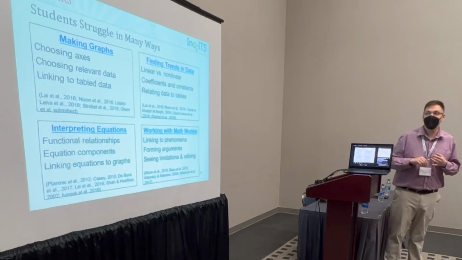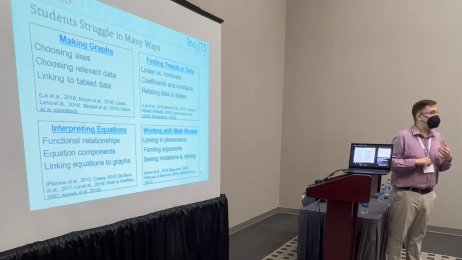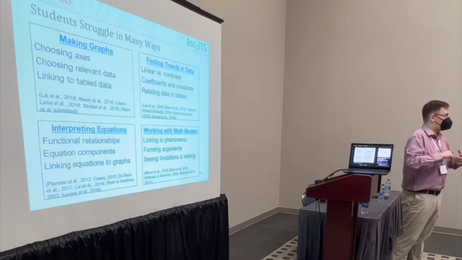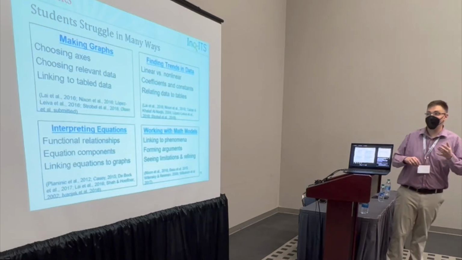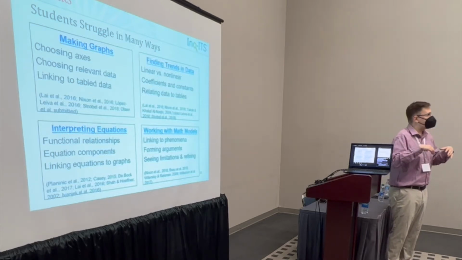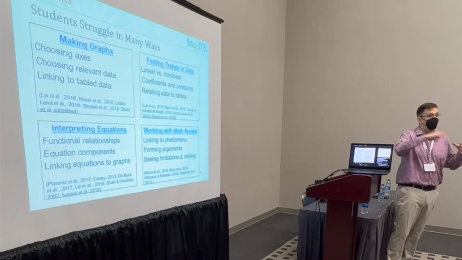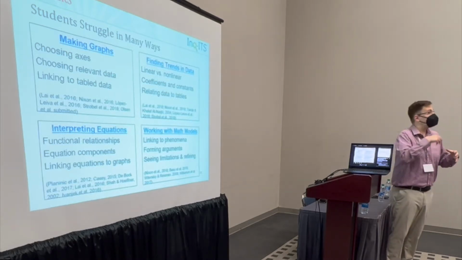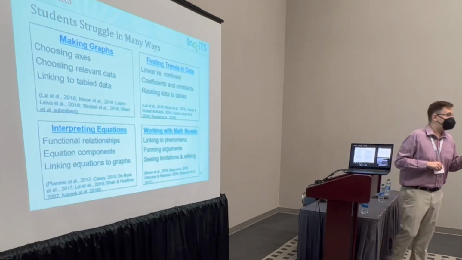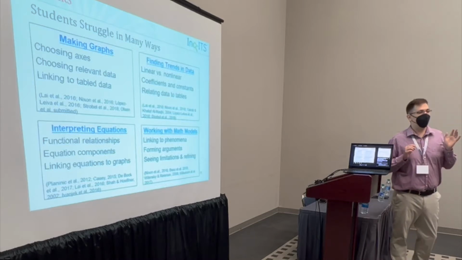When they make graphs, they have trouble choosing what to put on what axis. They have trouble choosing what data to plot. If you've got lots of data to choose from, what's my x value, what's my y value? And also, they have trouble linking what's in a graph with what's in a data table. So even though the data table is where they might be drawing their graph data from, they still have trouble understanding what those things are, and then linking that back to the physical phenomena. They also have trouble finding trends in data. I'm guessing things like linear versus nonlinear. Nonlinear will blow their mind, right?